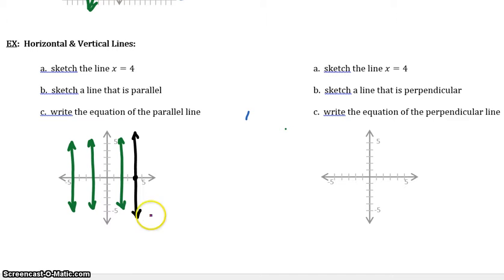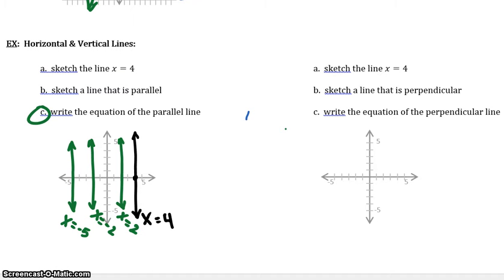So if the equation of the line that they gave us is x equals 4, and we want to write the equations of the lines we just drew, this one is x equals negative 5 because it crosses at negative 5. This one is x equals negative 2. And this one is x equals positive 2.